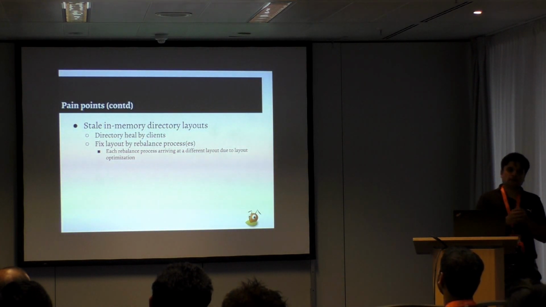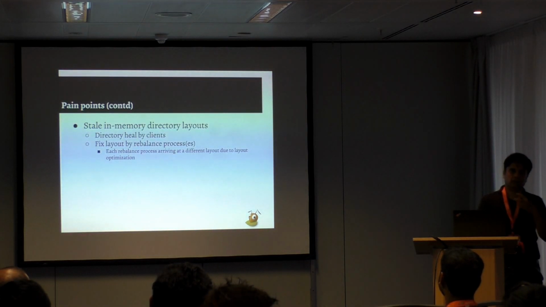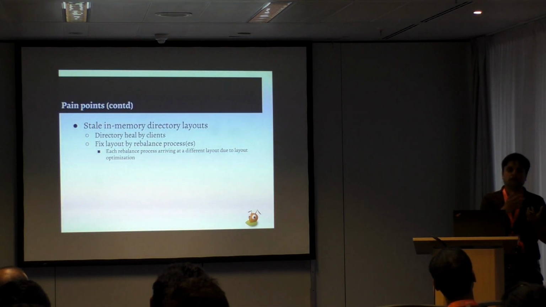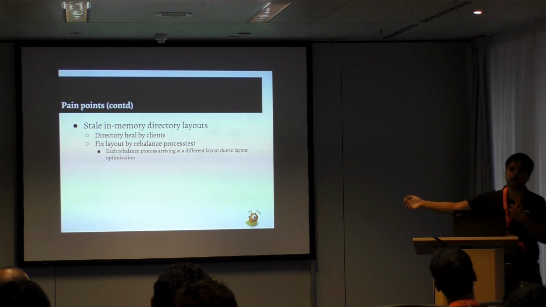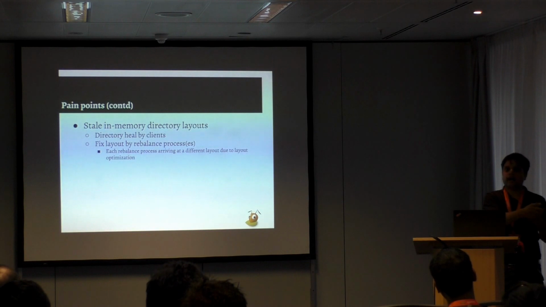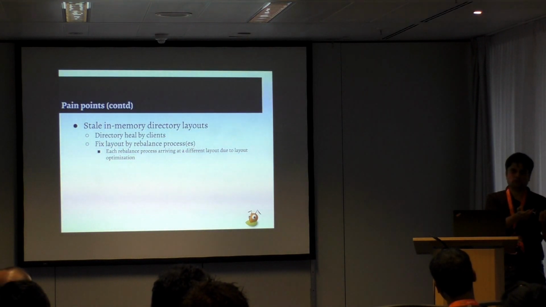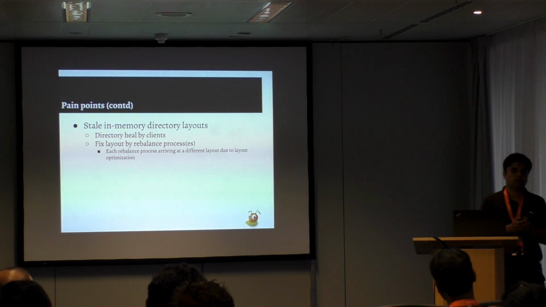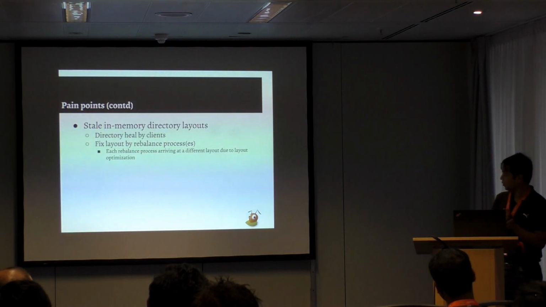So, to make the operations faster, DHT caches the layout. Basically, when a file creation operation comes, you cannot always go ahead and read the layout from the backend. So it caches it in memory, and as with caching, we have cache coherency issues. So this is the stale in-memory directory layout.